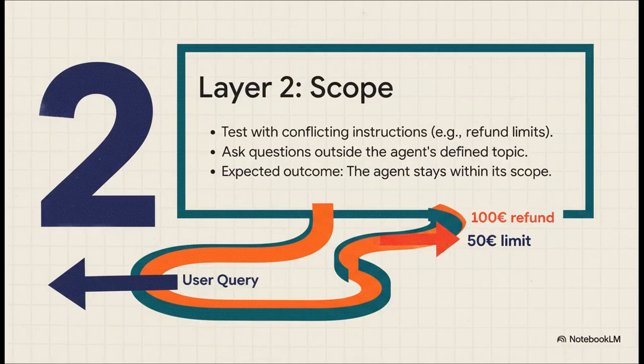Moving on to layer 2. This is all about scope and rules. Does the agent stick to its job? For instance, let's say you tell it to be helpful, but you also tell it refunds can't be over $50. What happens when a customer asks for a $100 refund? You have to test these conflicts. A good agent will stick to its limits and won't wander off topic.